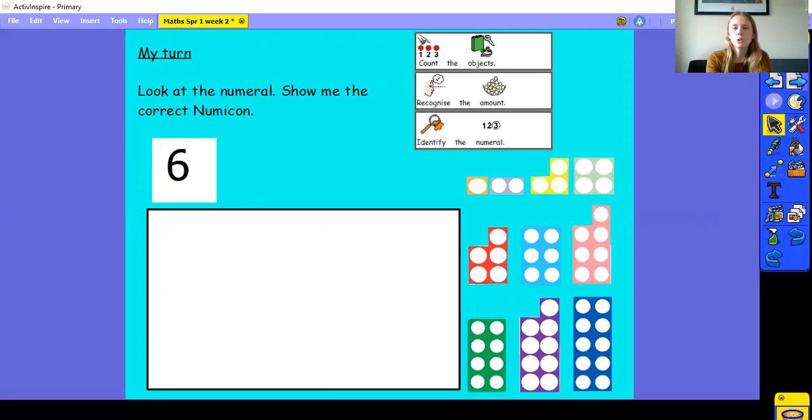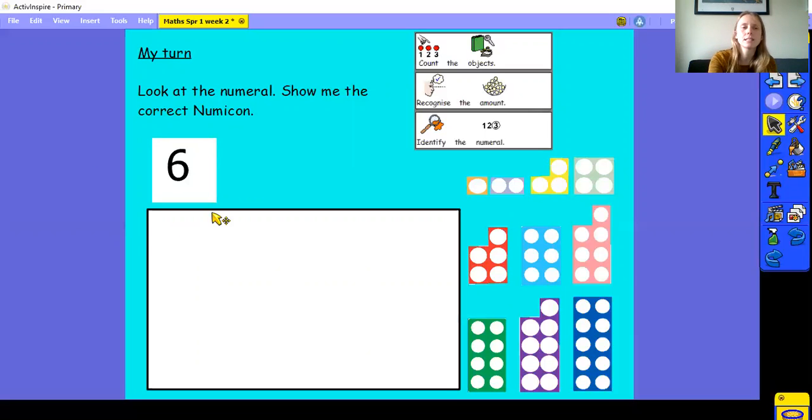This time we're looking at our numerals, our Numicon. Get your Numicon cards from your home learning pack to help you with this task. Pause the video while you get them ready. Okay, let's look at the numeral first.